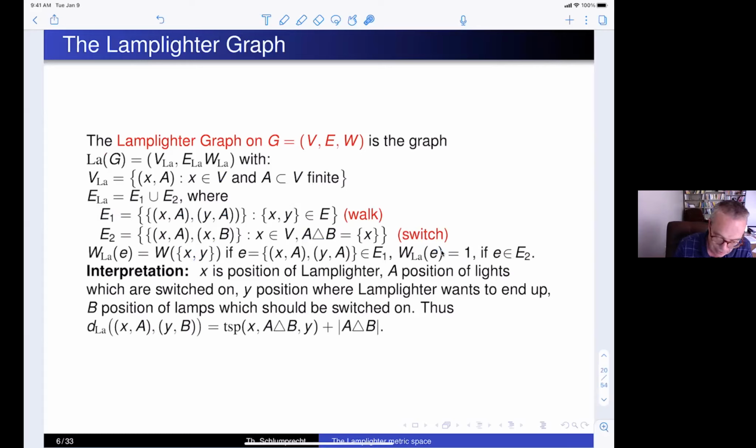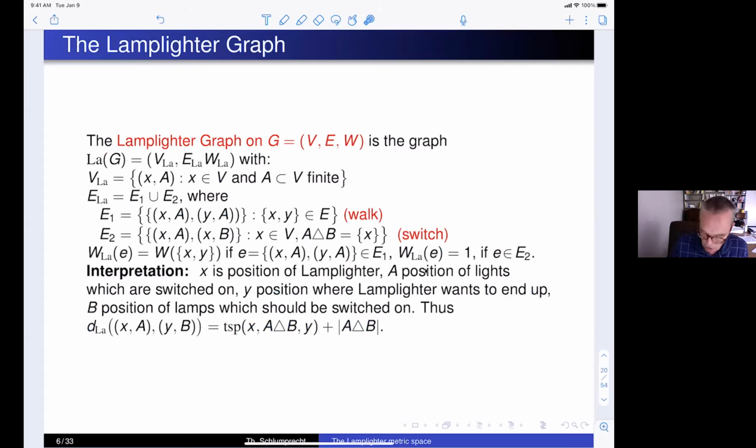If x is the position of the lamplighter, A are the positions of the lights which are switched on, y is the position where the lamplighter wants to end up, and B are the positions of the lamps which should be switched on in the end state, then the lamplighter distance is the traveling salesman distance from x through the symmetric difference of A and B to y, plus the cardinality of the symmetric difference of A and B. So the latter is the number of switches, and the former is the shortest walk from x to y going through the symmetric difference of A and B. Any questions?